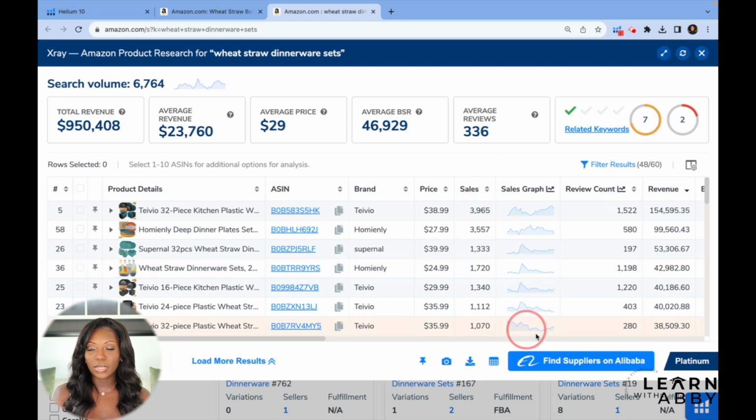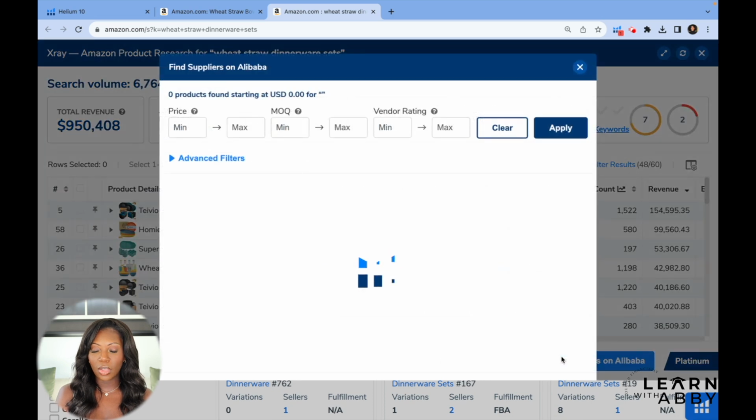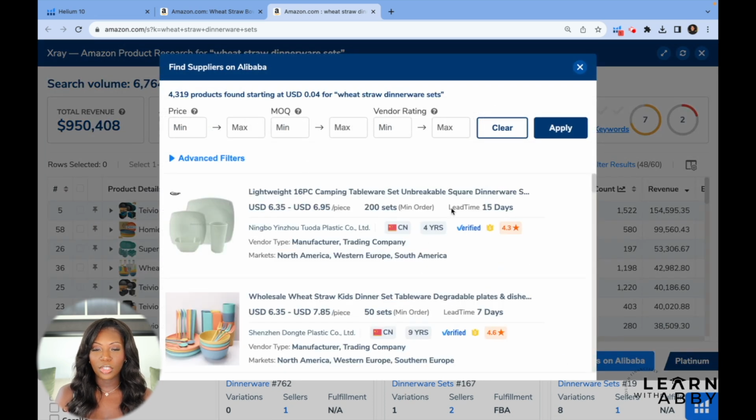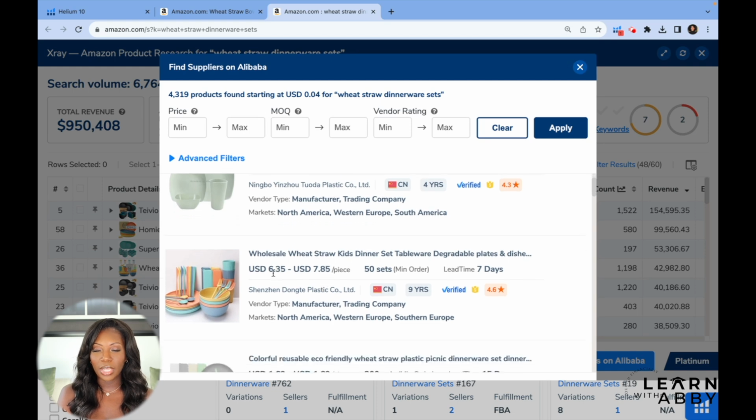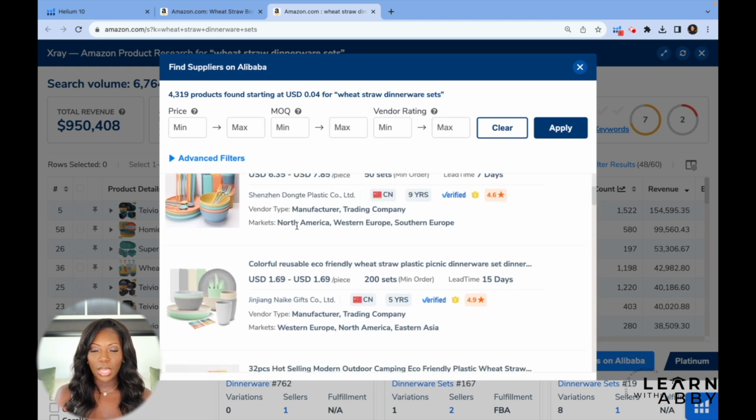If you're using Helium 10, you might notice this button down here at the bottom that says Find Suppliers on Alibaba. What you can do is click on that button and you can get a little bit of an estimate of how much it might cost to have this made. So right off of the bat, we can see this option, they have $6.35 up to $7.85, so about $7 to make that product.